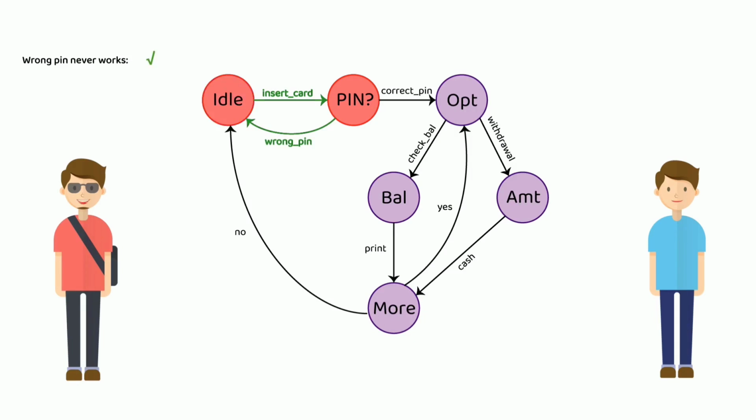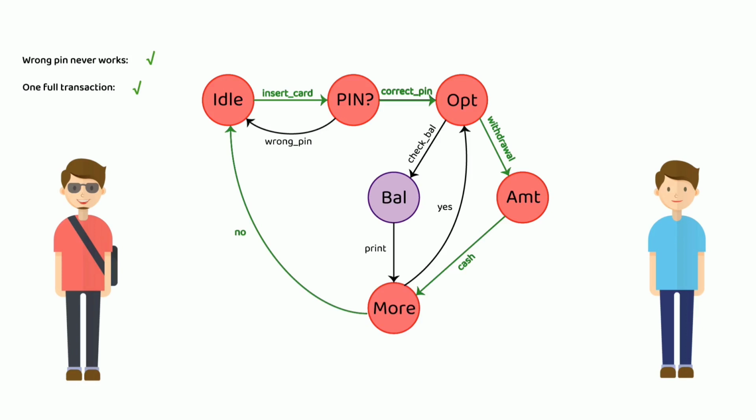Great, that's perfect. Now, suppose I want to withdraw 500 rupees from my account. Does your model do it correctly? Yes, from idle state, you insert the card and give the correct PIN. It will take you to the opt state, and there if you select the withdrawal option, it goes to the amount state and asks for the amount. You can enter 500, it will give you the cash and take you to the more state. Then you can end the transaction.